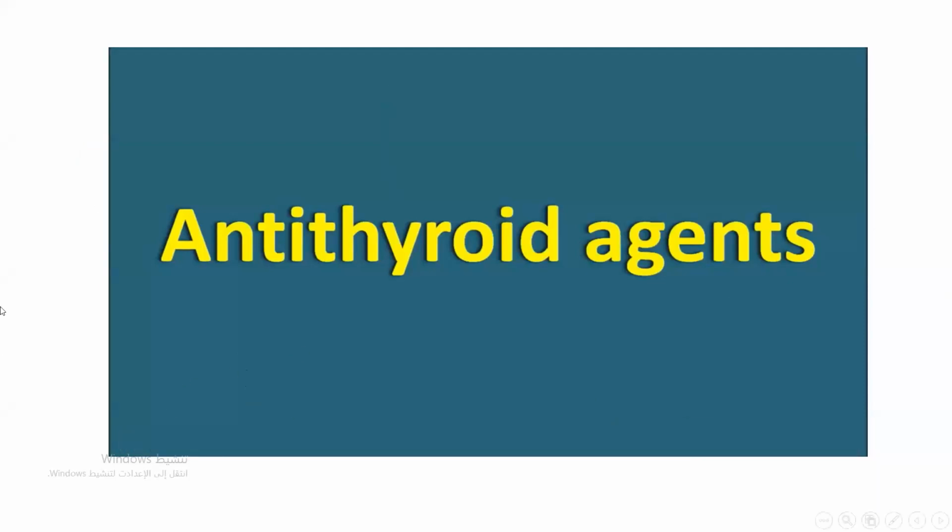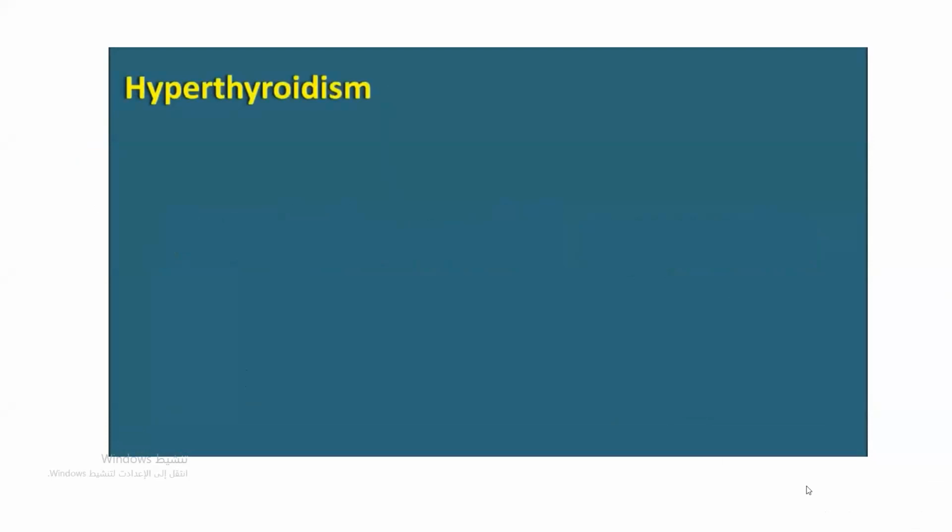Hi everyone. Today in this video, let us discuss the anti-thyroid agents. Hyperthyroidism is one of the conditions where there is an excessive release of the thyroid hormones like T3 and T4, and sometimes this disorder may also result from an autoimmune disorder. For example, in Graves' disease, excessive thyroid hormones are released, which results in hyperthyroidism.